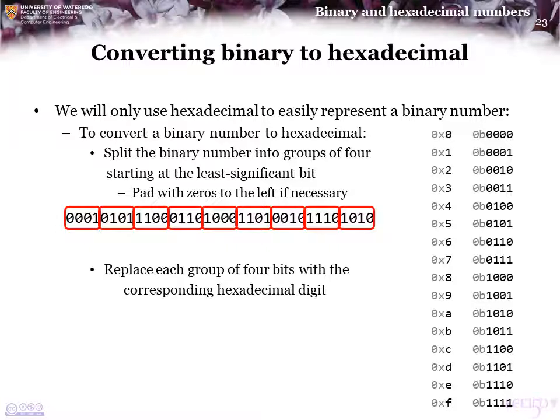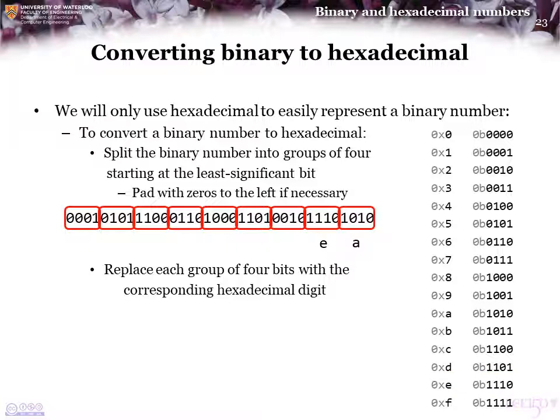What we're then going to do is replace each group of 4 bits with a corresponding hexadecimal number. Alright, starting on the right, 1010. Well, that's represented by A. Next, going to the left, we see 1110. That is E. So we will replace that set of 4 bits by the 1 hexadecimal digit E.